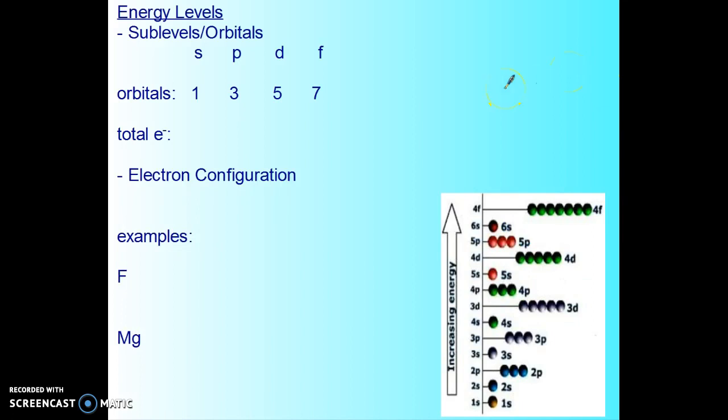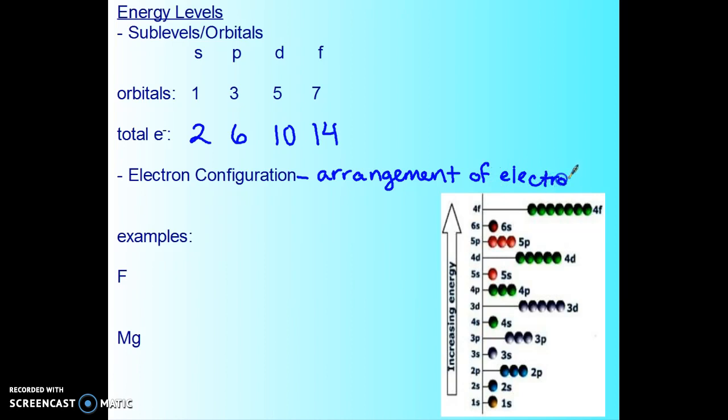All right, so we already said the number of electrons in each sublevel, but we're going to learn about how to write electron configuration. And let me write these numbers again. We had 2, 6, 10, and 14. Okay, so electron configuration is the arrangement of electrons into energy sublevels.